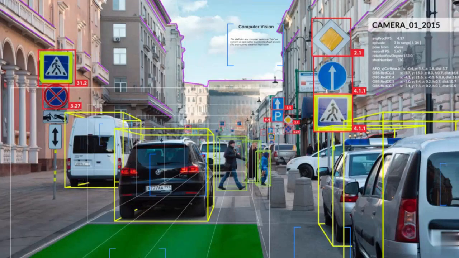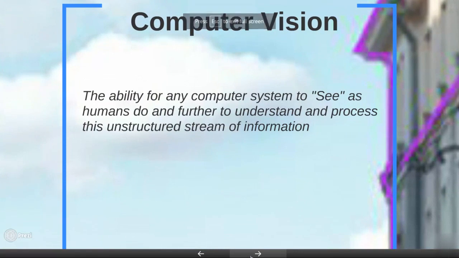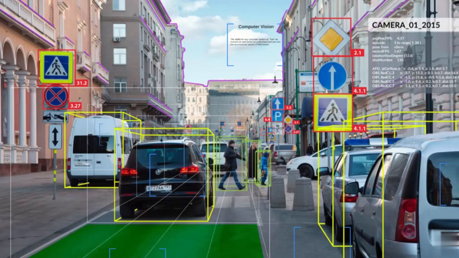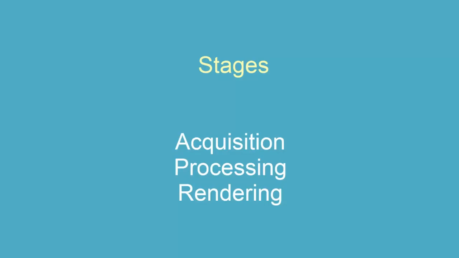In this video, let's take a look at computer vision. Computer vision is fundamentally the ability for any computer system to see as humans do, and further to understand and process this unstructured stream of information. This has three large distinct stages, namely acquisition, processing, and rendering.